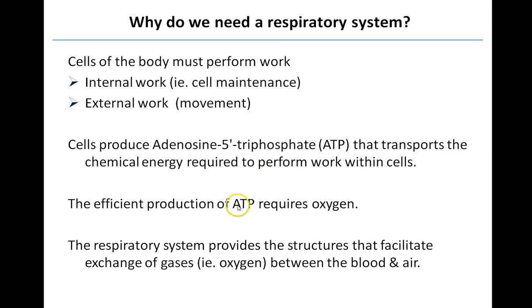To produce enough ATP to service our energy needs, we require the presence of oxygen, and it is the respiratory system that contains the structures which will facilitate our ability to obtain that oxygen. Specifically, the respiratory system will allow the exchange of gases between the blood and the air.